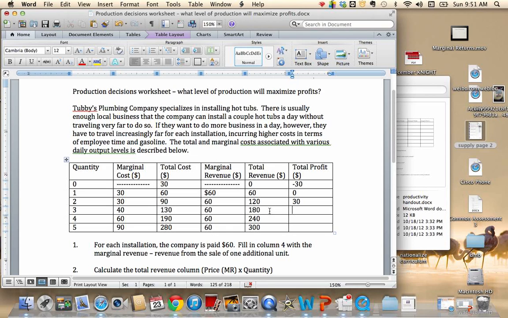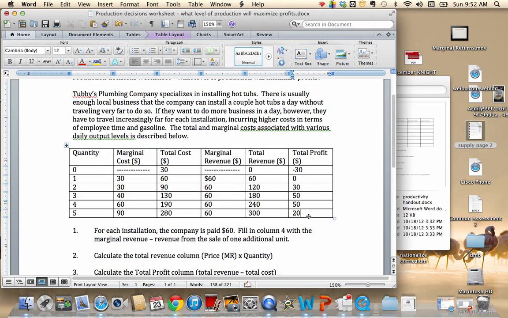And at a quantity of 3, our total revenue is 180, our costs are 130, so a total profit of 50, then our total profit of 50, and then a total profit of 20. So once again, we're going to go back and we're going to look at the point where our total profits are the highest, and we have a situation where they're exactly the same.